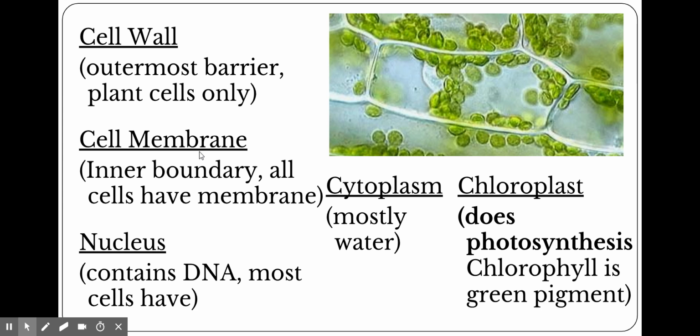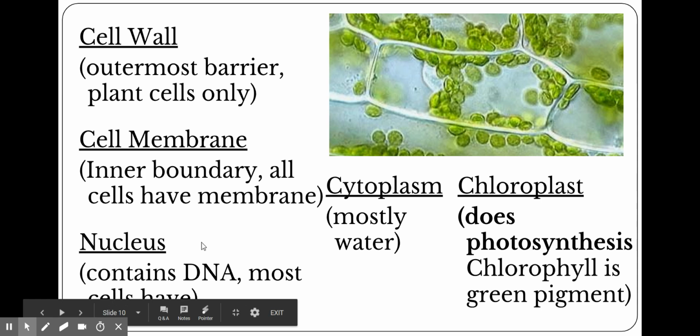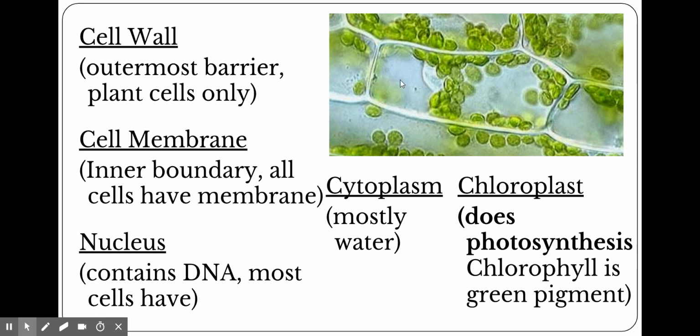All cells have a cell membrane that allows things to enter and leave the cell. We did not see a nucleus, but most cells have a nucleus, and that contains the DNA. And then the space that is really nothing is filled with cytoplasm, which is mostly water and enzymes. And most cells have lots of cytoplasm too.